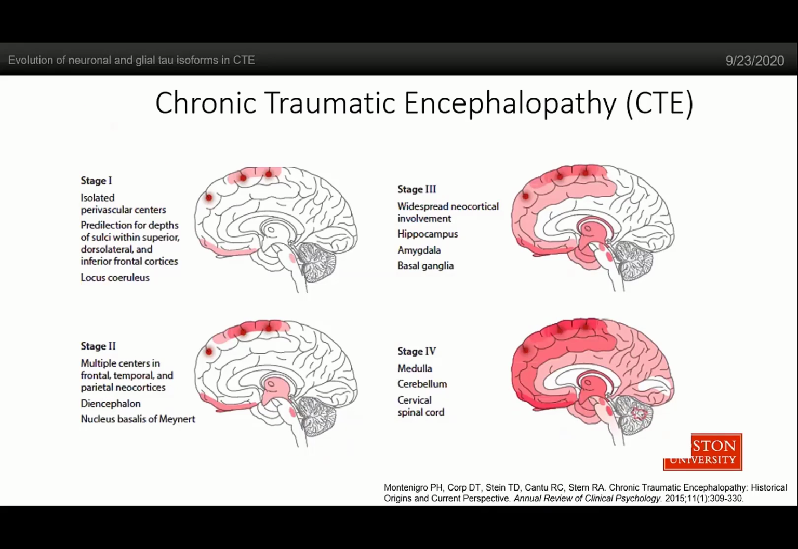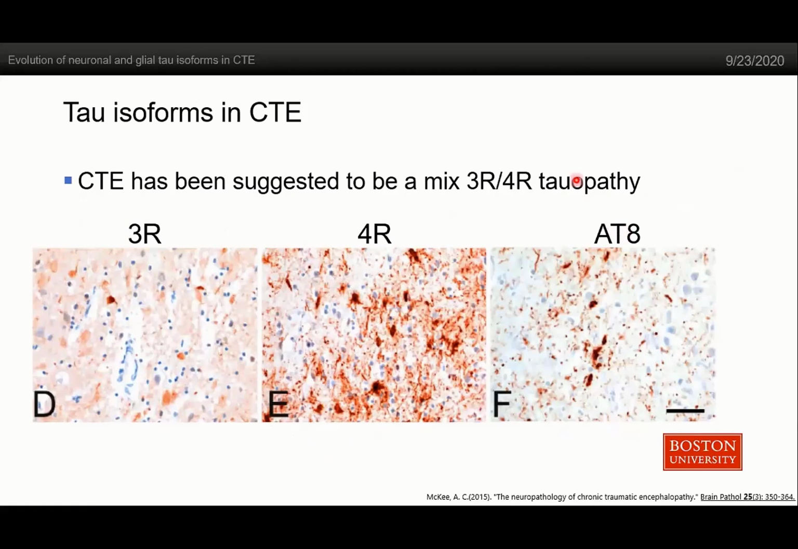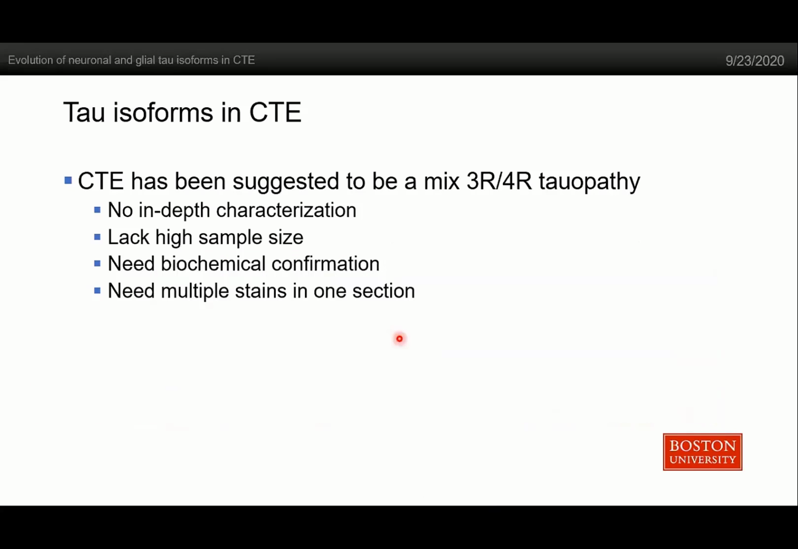We tend to group these into binary groups now. So stage 1 and 2, we cluster as low stage CTE. Then stage 3 and 4, we cluster as high stage CTE. So it's really of interest to better understand this spread. And there's been some early work looking at the tauopathies that are present in CTE. And we've shown previously that there potentially are both 3R and 4R isoforms present in the brain in someone with CTE, but this was very limited at the time, and what this study is going to be doing is expanding on that literature, because this doesn't tell us too much about the neuropathology as it stands.